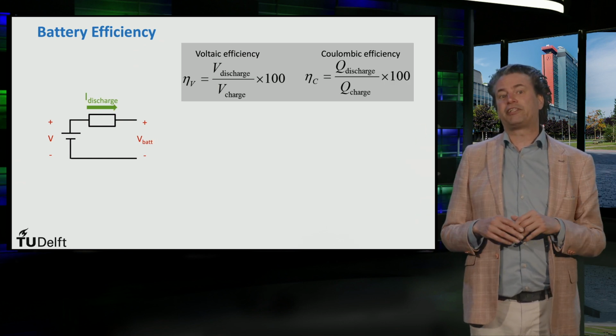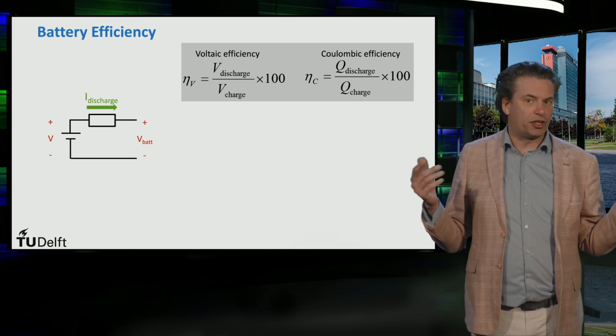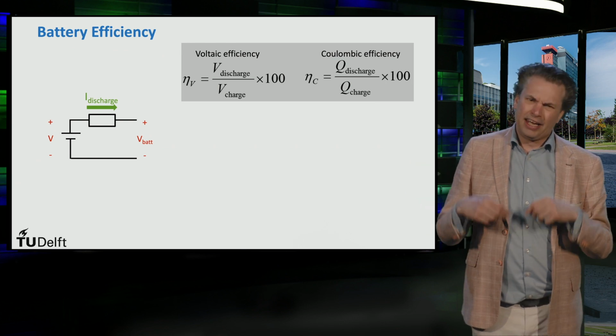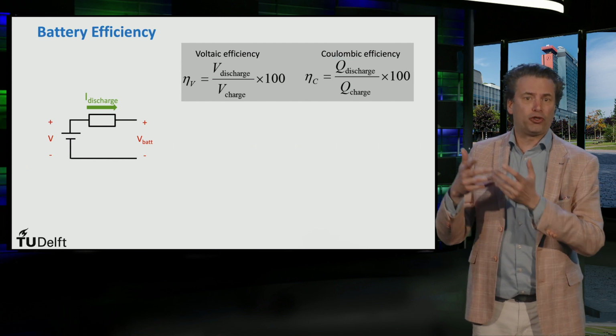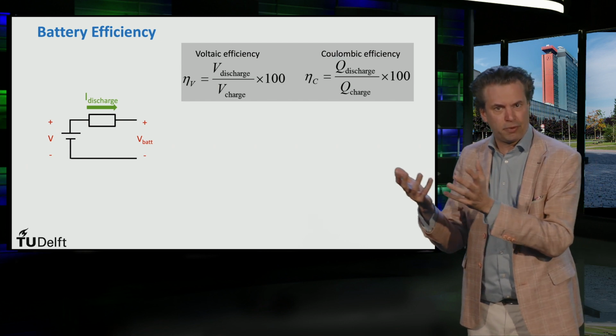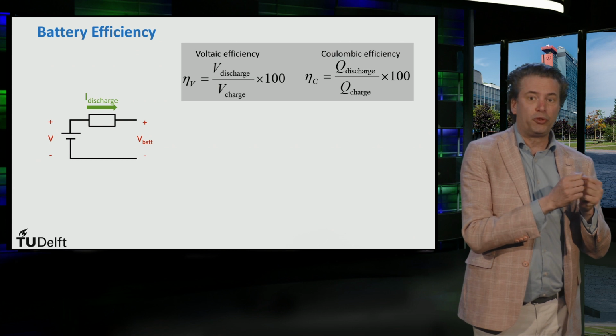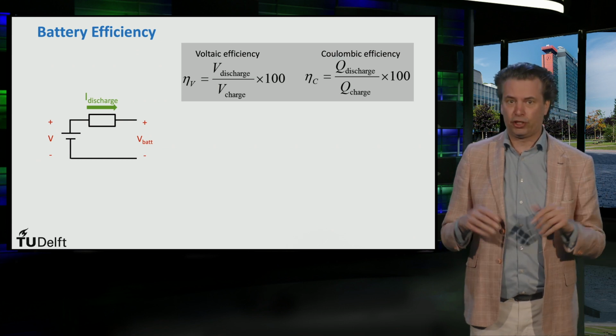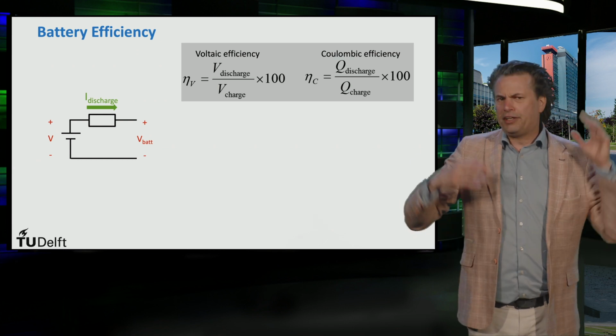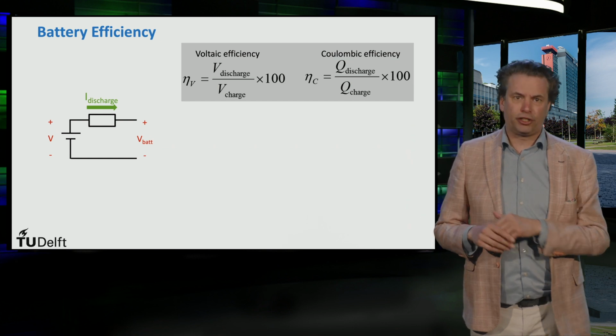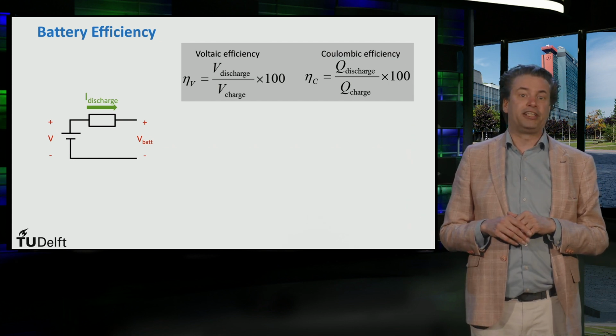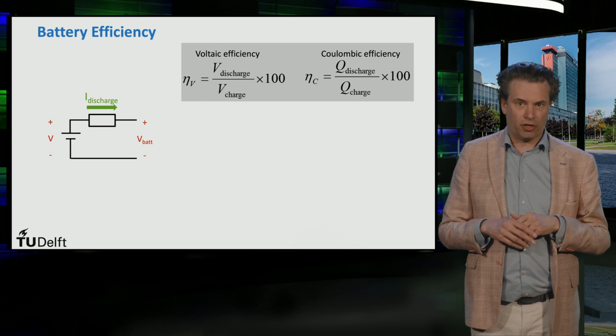The next type of efficiency is the Coulombic efficiency or the Faraday efficiency. It's defined as the ratio of the total charge extracted from the battery to the total charge put into the battery over a full charge cycle. There are always some losses that occur during the power dissipation of the electrodes and imperfect chemical energy conversion.